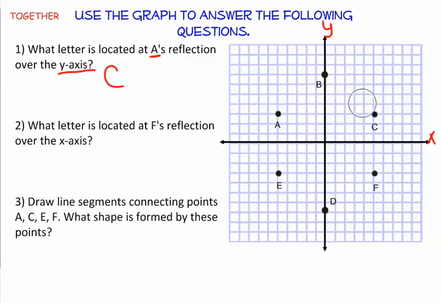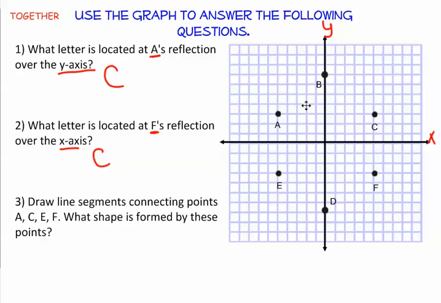And what letter, let me erase that. What letter is located at F's reflection over the x-axis? So F, and I'm reflecting over X, so that must be C. And then I want you to draw line segments connecting points A, C, E, and F, and tell me what shape is formed. All right, you do it and I will do it.